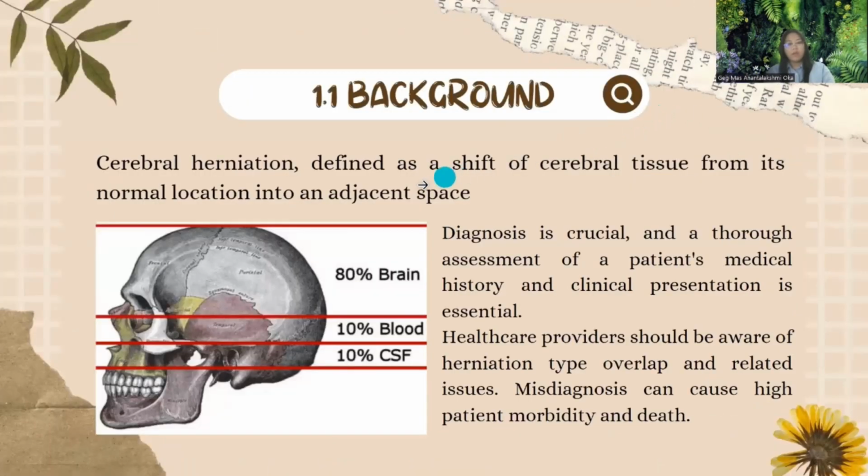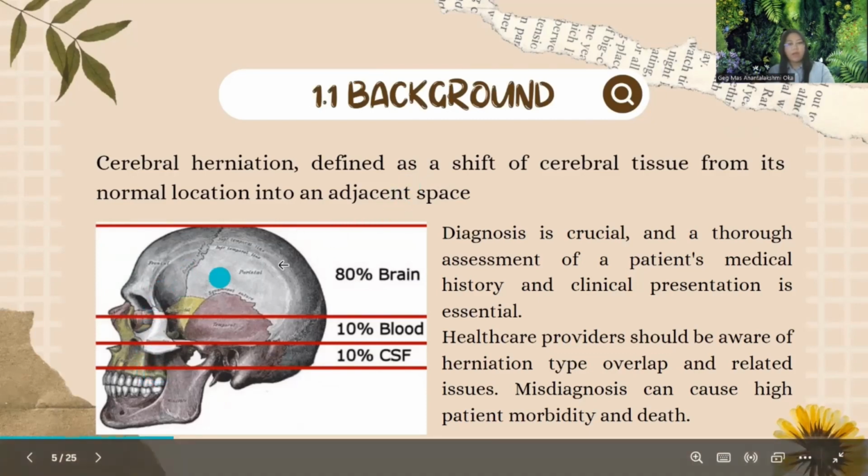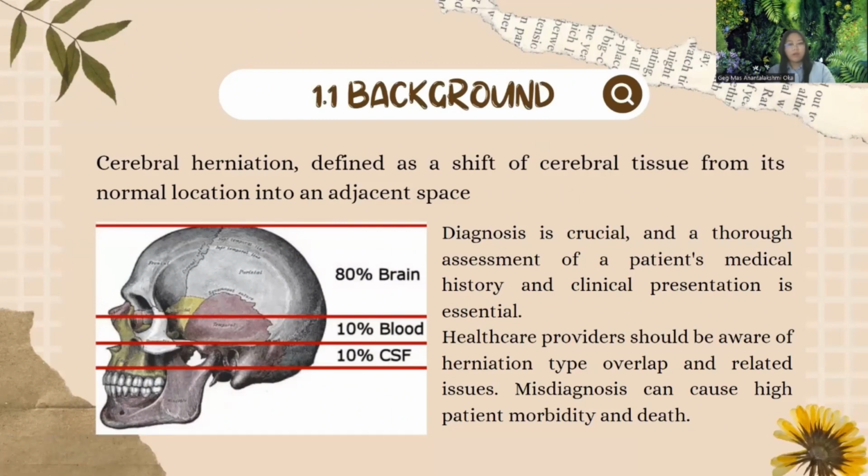The cranial cavity contains a constant amount of brain, blood, and CSF. Cerebral herniation happens when one element rises and the other decreases, causing the brain areas to shift. Symptoms may point to an underlying illness, but they may be vague. To diagnose a patient, a complete medical history and clinical presentation are needed. Healthcare providers should be aware of herniation type overlap and other related issues. Misdiagnosis can cause high patient morbidity and death.